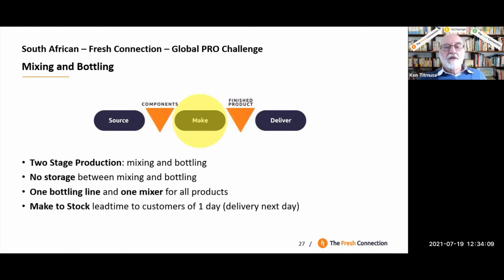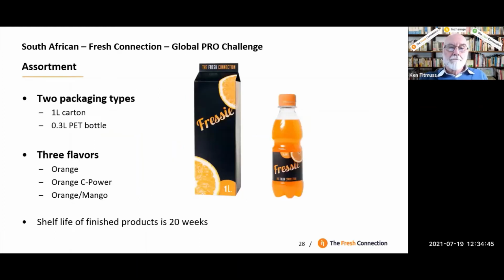We have in the production area itself, a 2-stage, as we said, mixing and bottling operation. There's no storage in between mixing and bottling. So we mix and we bottle directly afterwards. We start off the simulation with 1 bottling line and 1 mixer for all products, but at a later stage down the line, we might be able to buy different machines, or we can buy extra machines if we want to. All our products are made to stock, and there's a 1-day lead time. So they have to be in stock so that we can deliver the next day.